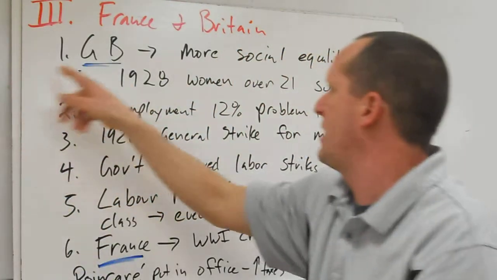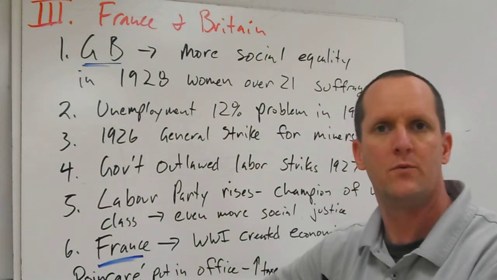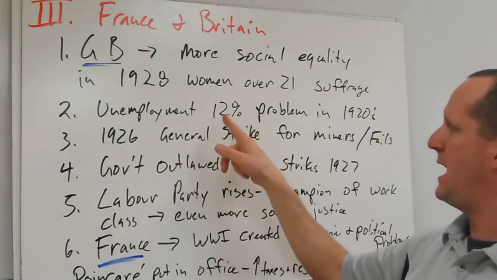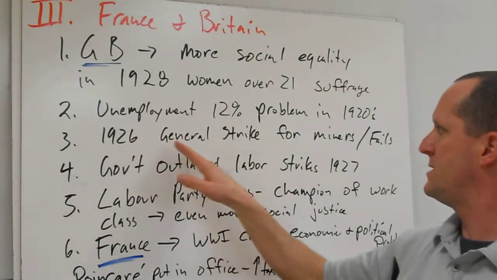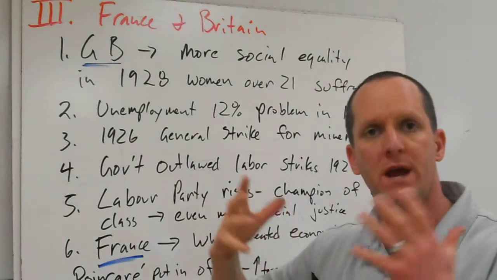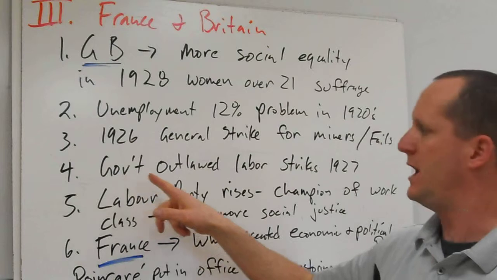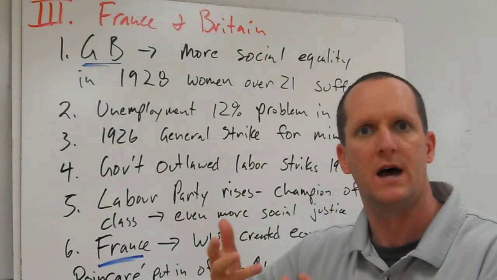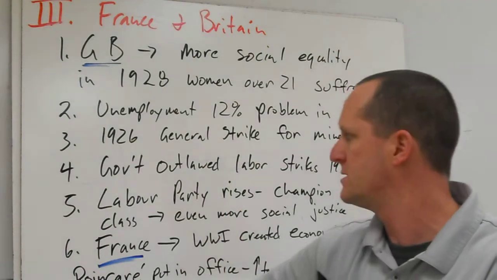Now, France and Britain, Great Britain at this time, more social equality. In 1928, women over the age of 21 were given the right to vote. Unemployment was a little bit high, 12%. It was a problem in the 1920s. In 1926, there was a general strike for miners, and they tried to make it a nationwide strike, but it failed. At that point, the government got fired up, and they outlawed labor strikes in 1927, so unions were not even allowed to hold meetings or plan future strikes.